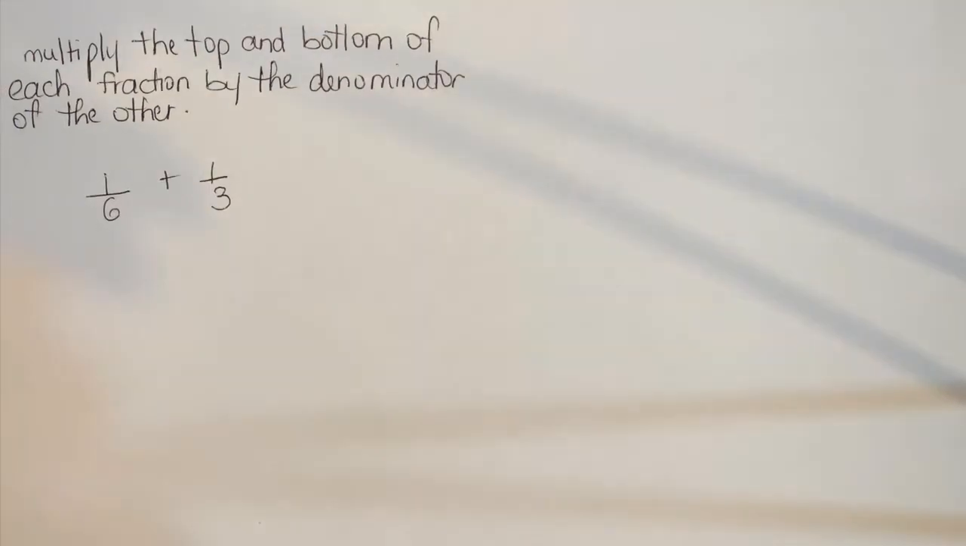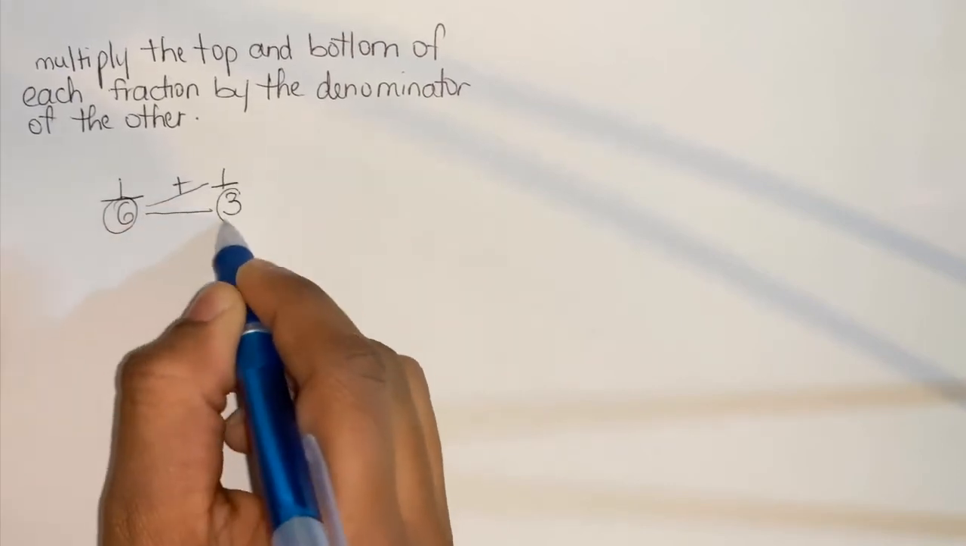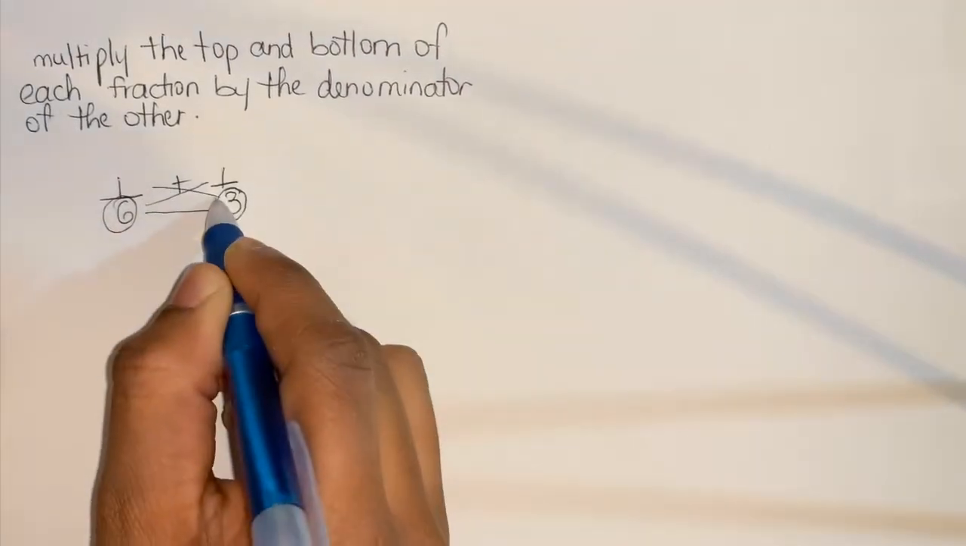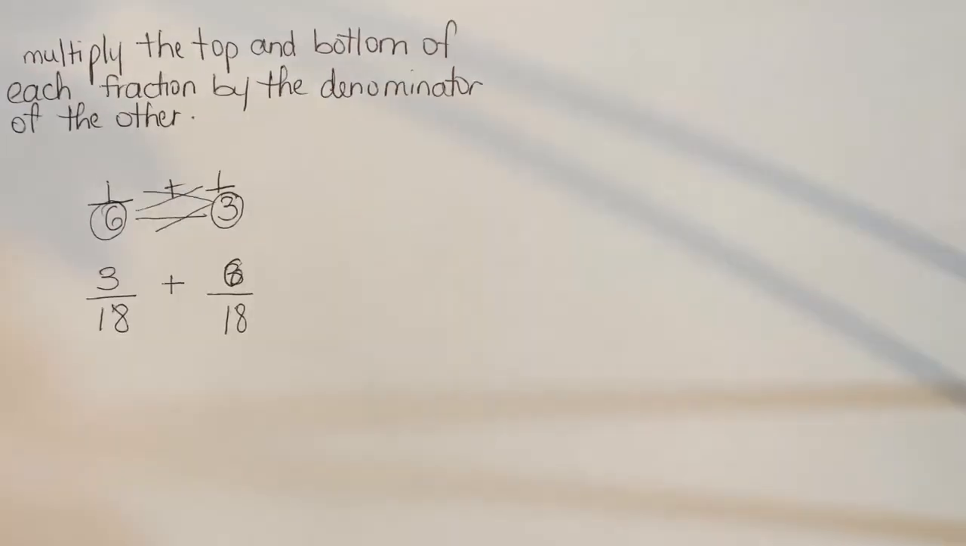So for example, we have 1 over 6 plus 1 over 3. How we're going to do it is, we're going to multiply 6 by 1 and 6 by 3. Then we're going to multiply 3 by 1 and 3 by 6. So 3 times 1 equals 3. 3 times 6 equals 18. Plus 6 times 1 is 6. 6 times 3 is 18. And there you have it. We have 2 fractions with similar denominators.